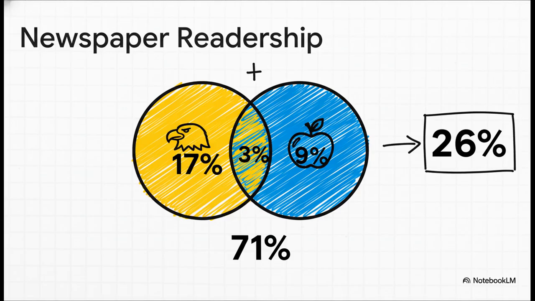And here's one more, this time laid out in a Venn diagram. Let's say I ask, what's the probability a person reads exactly one of these papers? See how the diagram makes this kind of question so easy? You just add up the only parts. The 17% who only read USA Today, plus the 9% who only read the New York Times. That gets you a total of 26%.